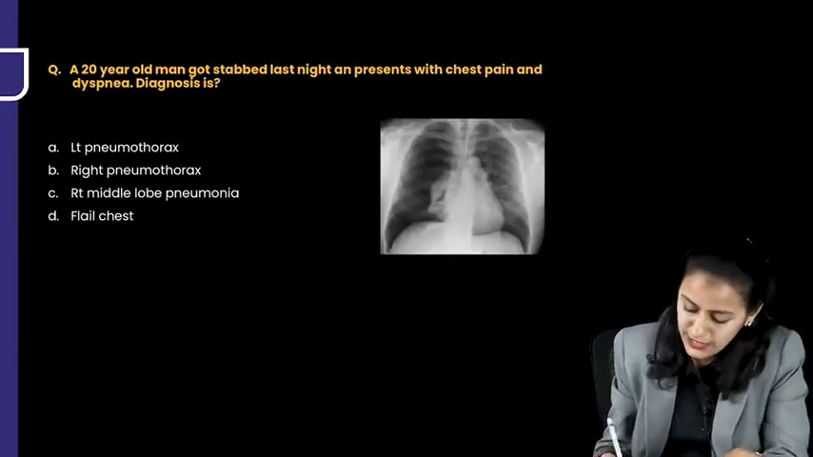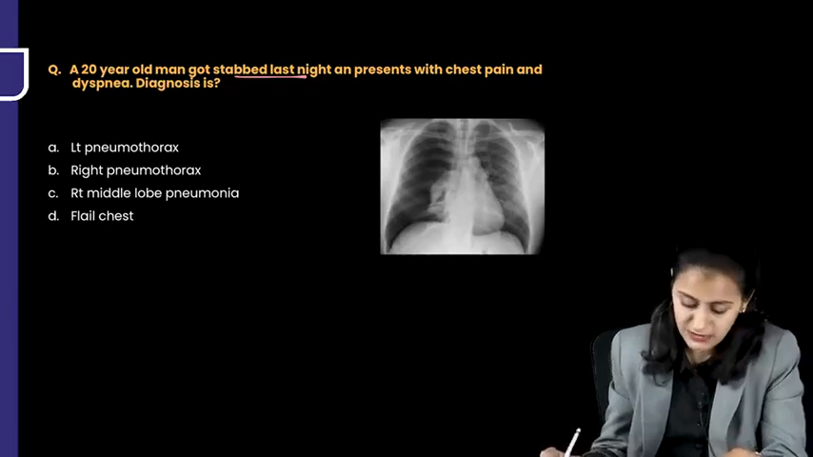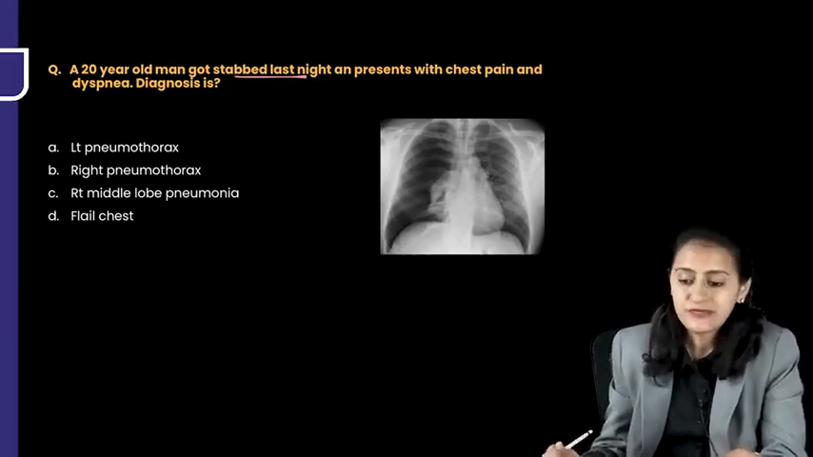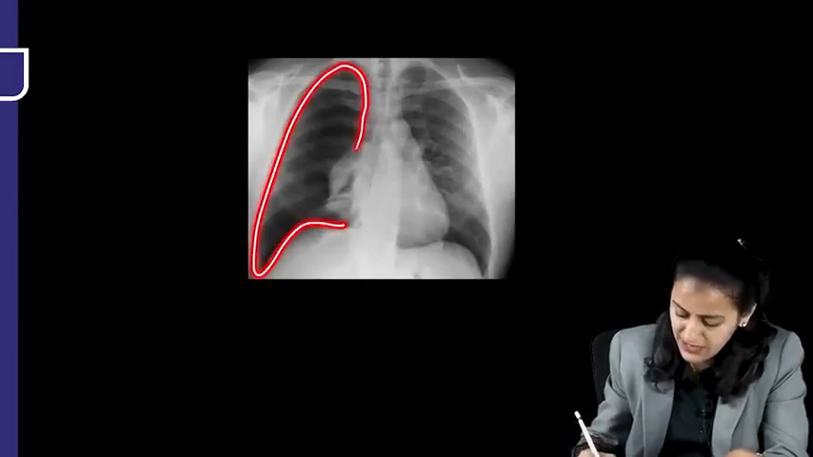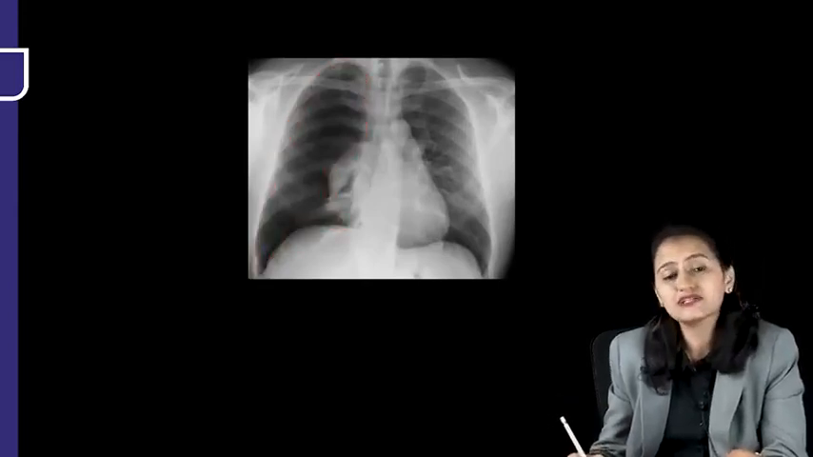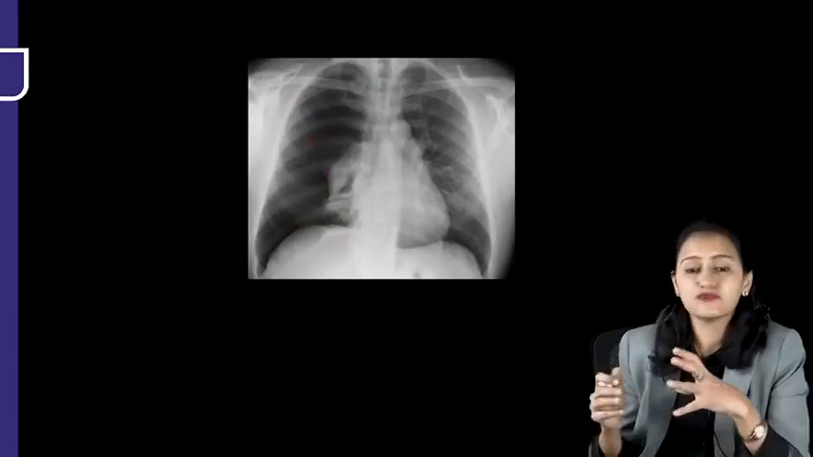Next one, a 20-year-old man got stabbed last night and presents with chest pain and dyspnea. What is the diagnosis? Very, very important. What we see in this radiograph is a jet black appearance without any vascular markings, suggestive of pneumothorax.